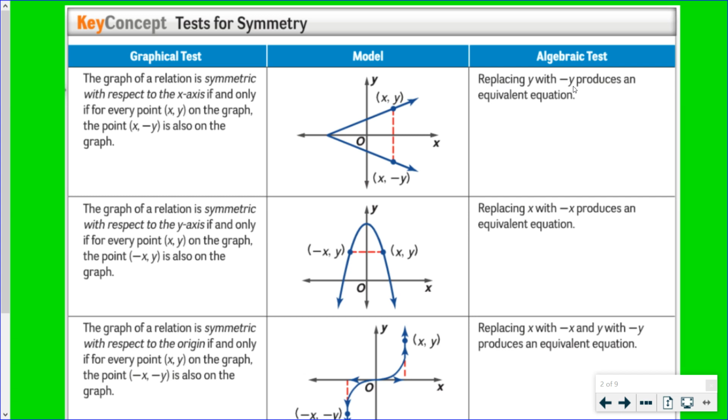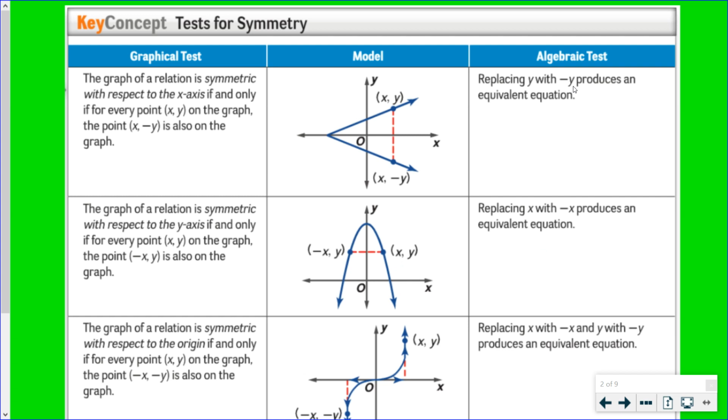All right, and then for the next example, this one here, notice this one is symmetrical around the y-axis. So if you took this side and you flipped it over onto this side, they would line up. It's a mirror image across the y-axis. This time it's the x value, so if you have an x value and you put in a negative x, you should come up with a carbon copy of the equation.